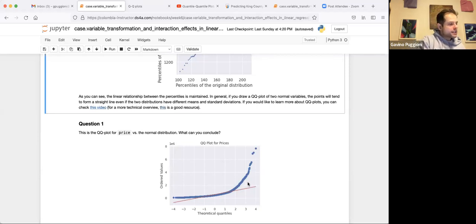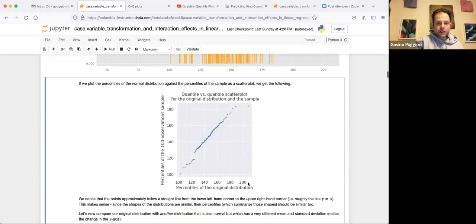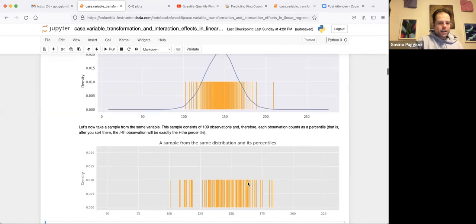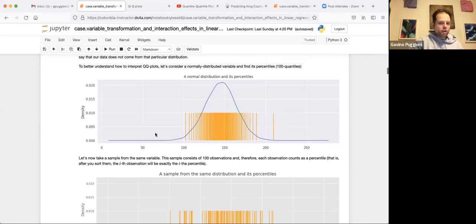Luis, what do negative theoretical quantiles mean? So let's look at the normal distribution. In this case, we have a distribution that is normal, but has a mean around 150. So this is centered around 150, but the standard normal is centered at 0. So you have values that are on the left, so they are negative, and values that are on the right, so they are positive.